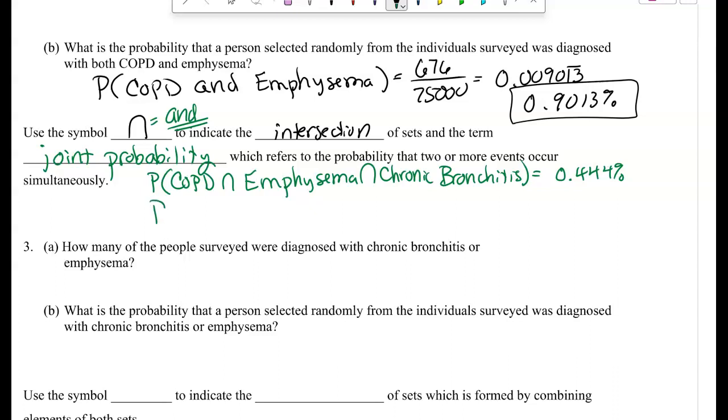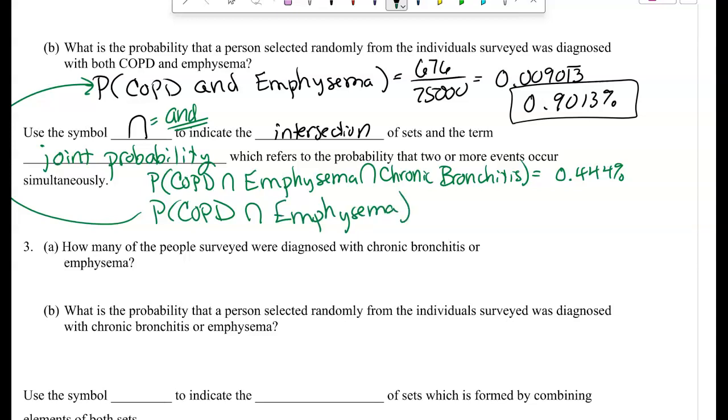Now, what about the probability of, do you see how I could have written the top one differently? Instead of saying the word and, could I just put the intersection symbol in there instead? And that's where it overlapped. So and is the numbers where they do what? Overlap together. Okay? And so that's where we would get our answer up above of 0.9013%. Whew, let's see if we can do another one. Are you ready?